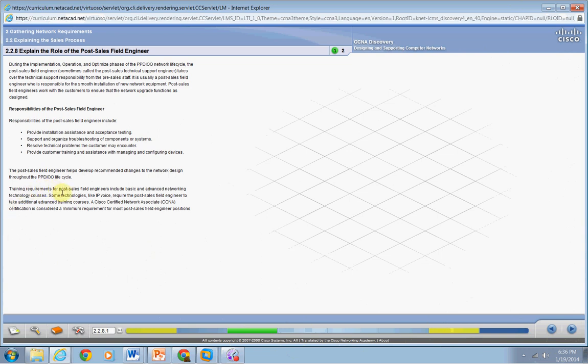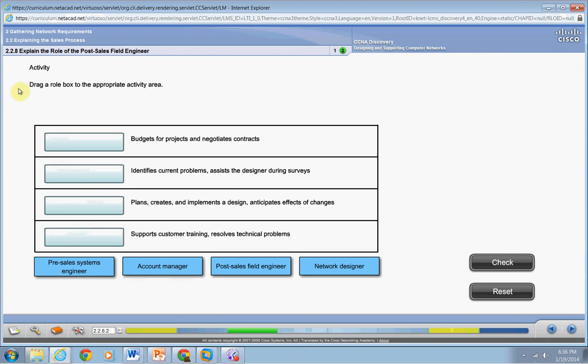So the training required for the post-sales field engineer includes the basic and advanced networking technology courses. So some of these, like your voice over IP, pretty much a lot of training. We can do it, guys. Let's get her done. All right.